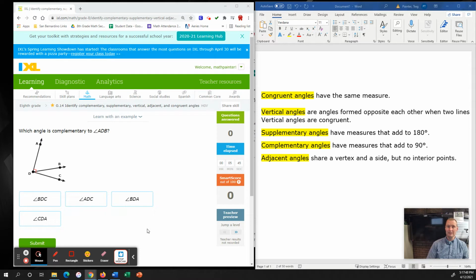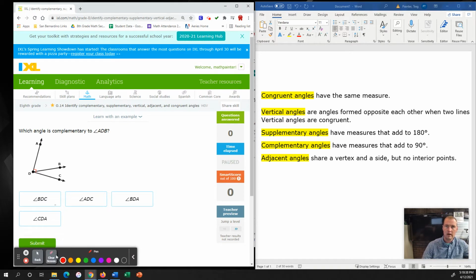All right, let's go ahead and use those definitions and see how this goes for us. So our first question is asking, which angle is complementary to ADB? Now let's understand what that's asking. Our first step is going to be to highlight ADB. So what that means is we're starting at A, going down to D, and up to B. So it kind of follows that line right there. So A to D to B.